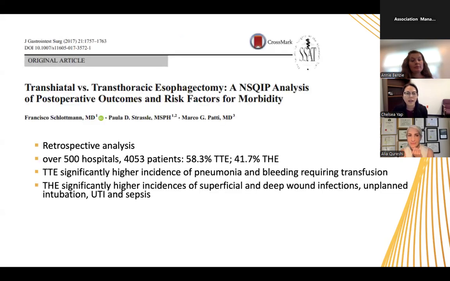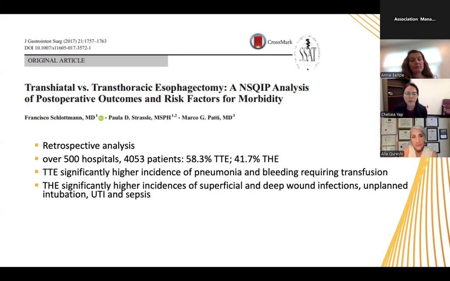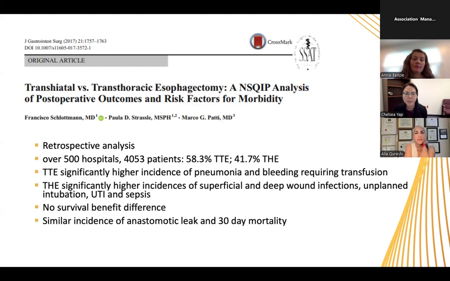This was a study that looked at a retrospective analysis of over 500 different hospitals, a total of 4,053 patients. They were comparing and contrasting transthoracic esophagectomy versus transhiatal esophagectomy using the NSQIP analysis. What they found was that the transthoracic esophagectomy had a higher incidence of pneumonia and bleeding that required a transfusion. However, the transhiatal had higher incidences of wound infections, unplanned intubations, UTI, and sepsis. But it's important to note that between the 2 different approaches, there was no survival benefit difference and similar incidence of both anastomotic leak and 30-day mortality.